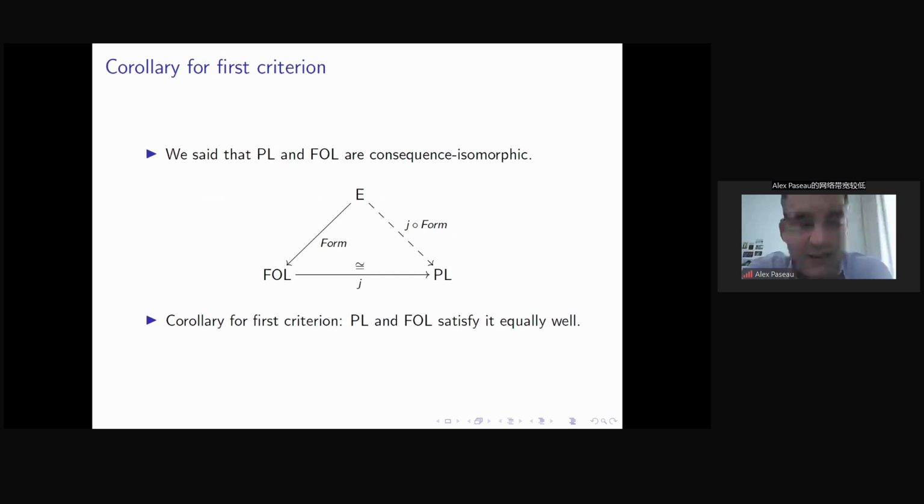Then you follow through the consequence isomorphism. It will just follow that the formalization under J, the formalization of those initial sentences A and B in propositional logic, that the first one is going to entail the second one too, because you've got a perfect map here between FOL and PL, so you can't distinguish between them as far as capturing implication goes, because they are actually consequences. So the corollary for the first criterion is that propositional logic and first order logic satisfy equally well.